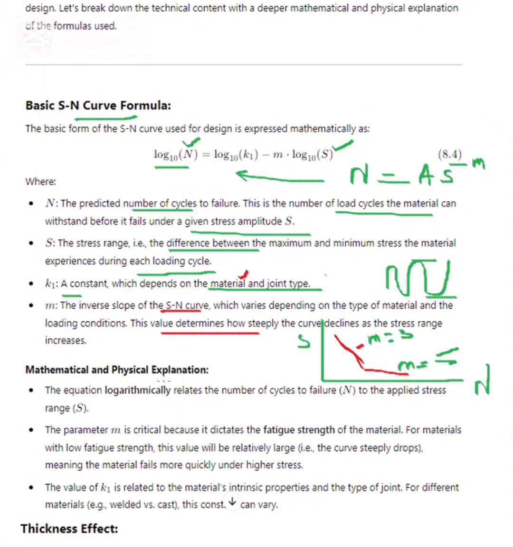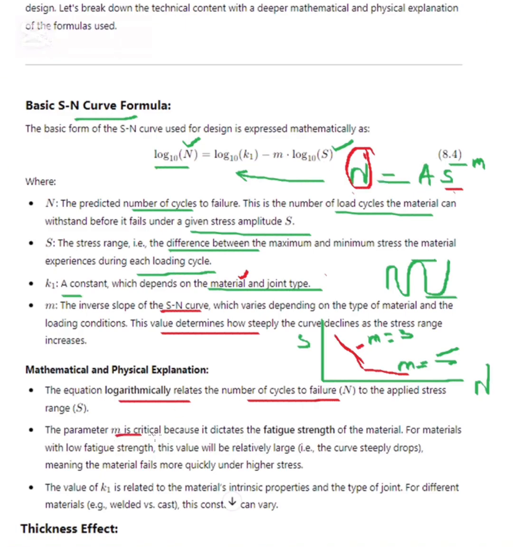Regarding the mathematical and physical explanation, the equation logarithmically relates the number of cycles applied to the applied stress range. So there is a relation between the number of cycles to failure and the stress range, and that relation we are logarithmically relating. That's the equation we are getting.